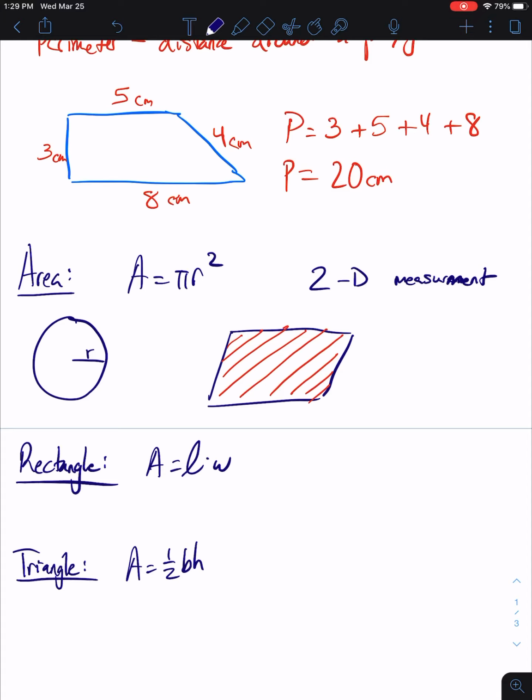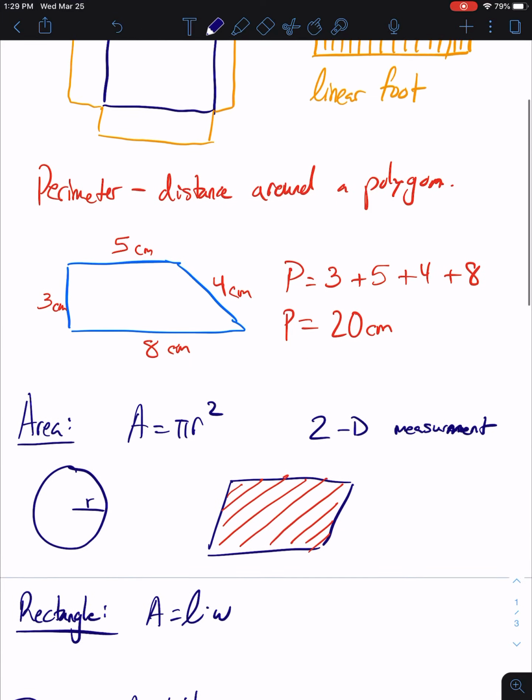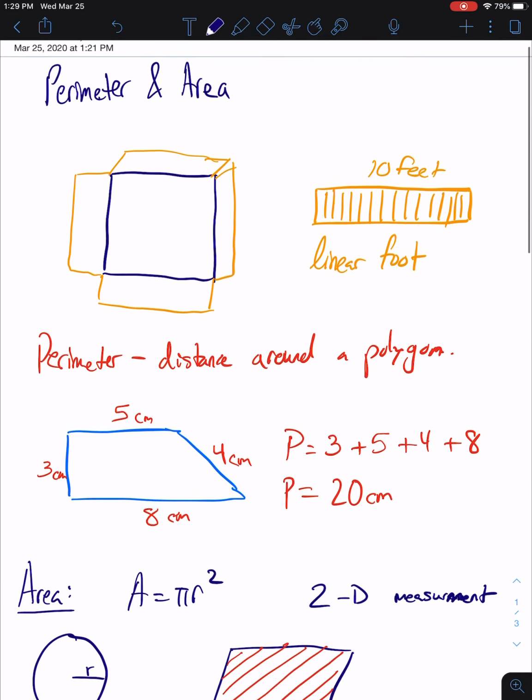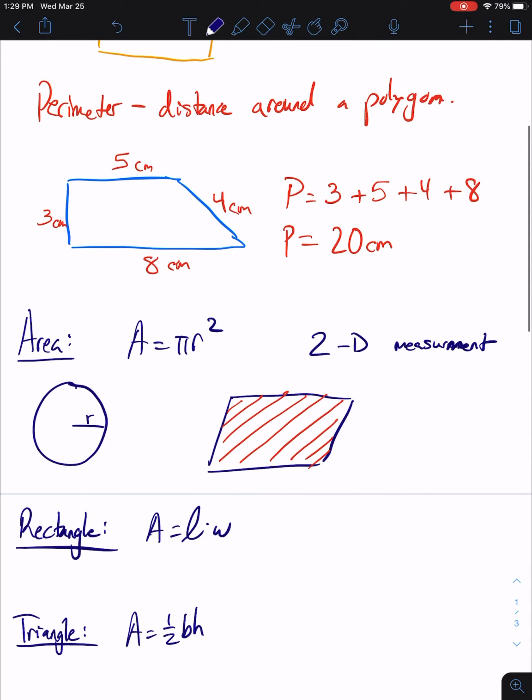So, we have our different area formulas. This is something that you should have seen previously. This should be a super quick lesson. This shouldn't be something totally new to us, but it's just a quick intro to remind you about what area and perimeter are.